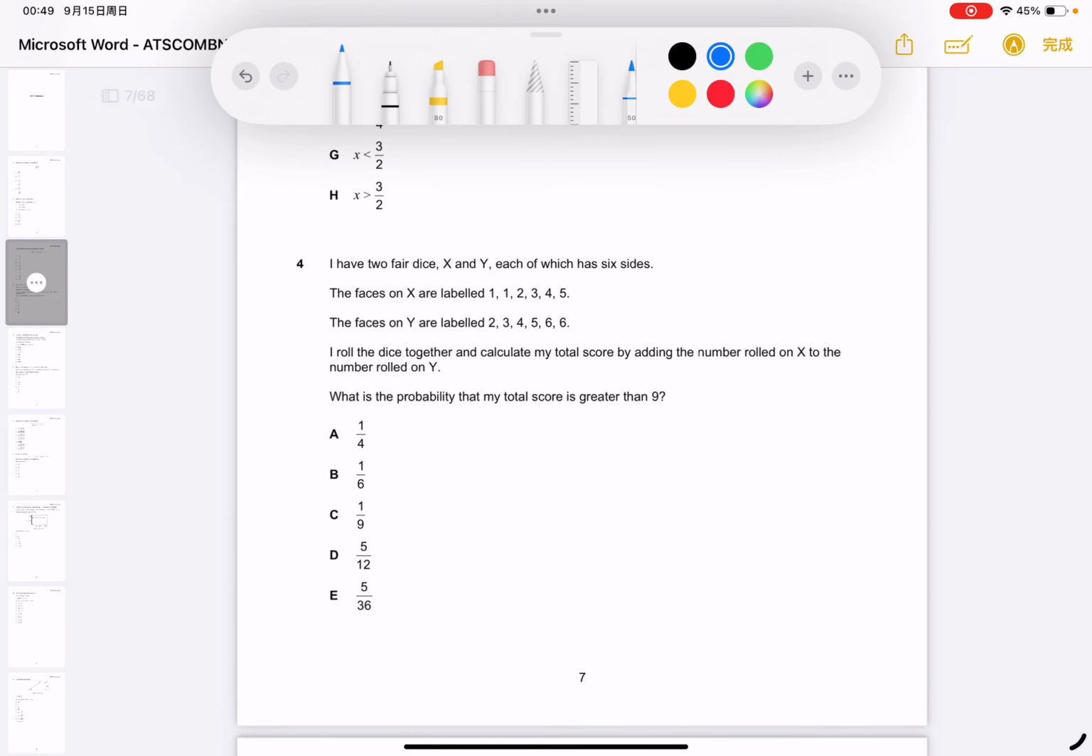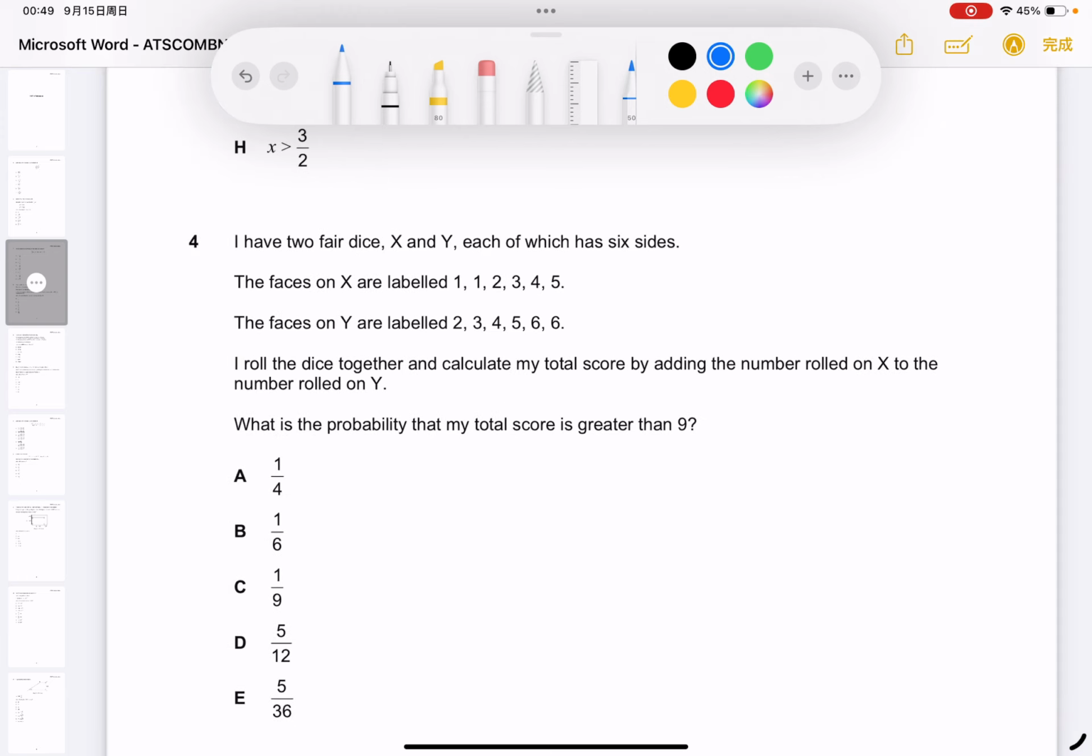Hello everybody, today I'll be talking about NSAA math problems, specifically the harder ones. So let's start with question number 4.